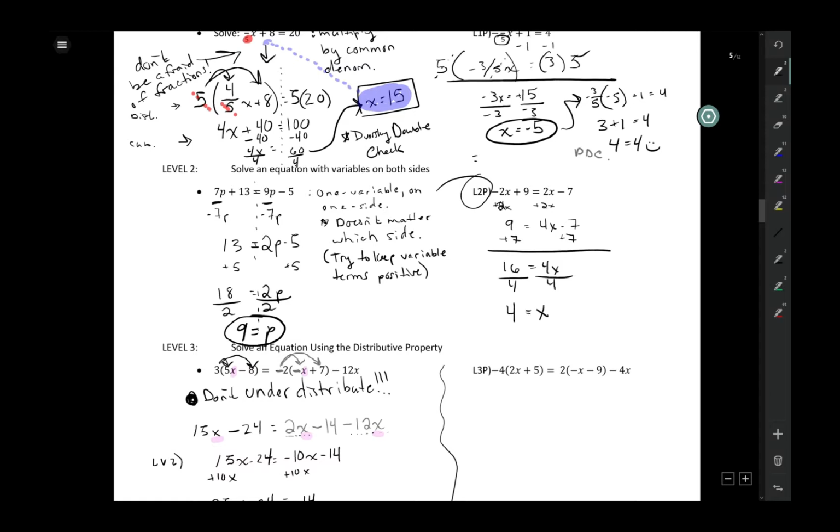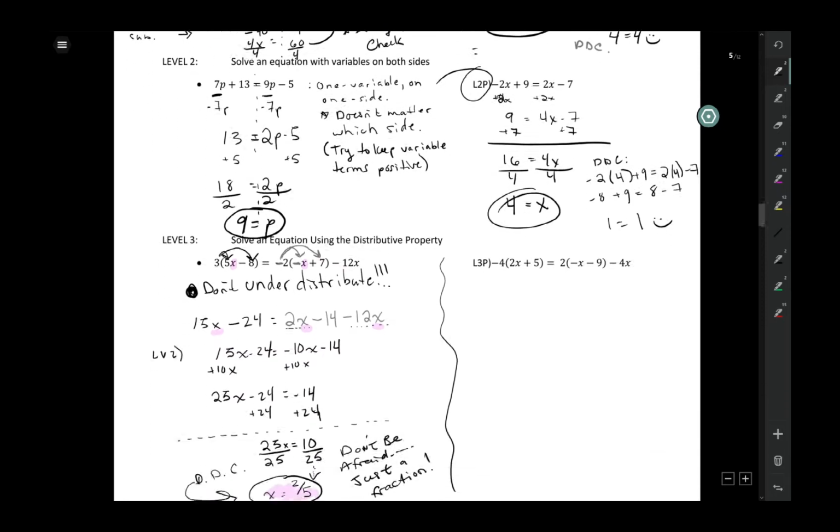That one was pretty easy, so let's go ahead and double check, of course. Now be careful, make sure you substitute it into both spots. Negative 2 times 4 is negative 8, plus 9 equals 8 minus 7. Negative 8 plus 9 is 1. 8 minus 7 is 1. We are happy it works out. So 4 equals x.